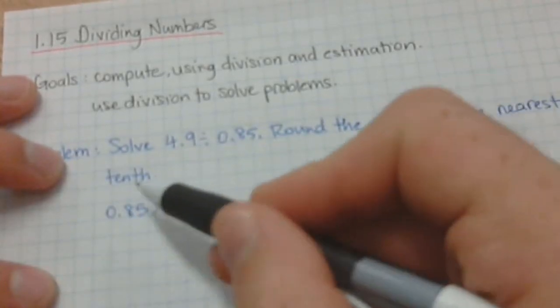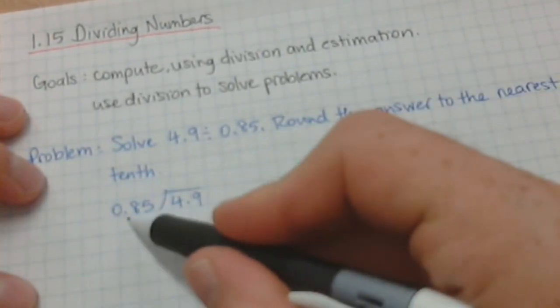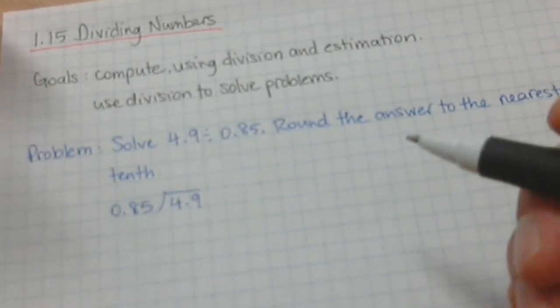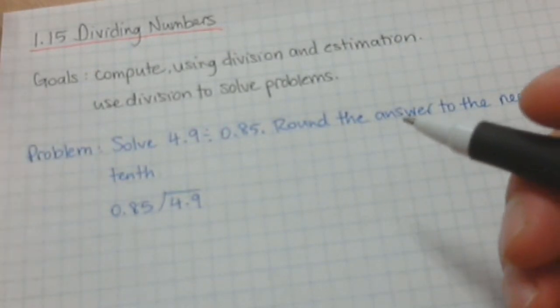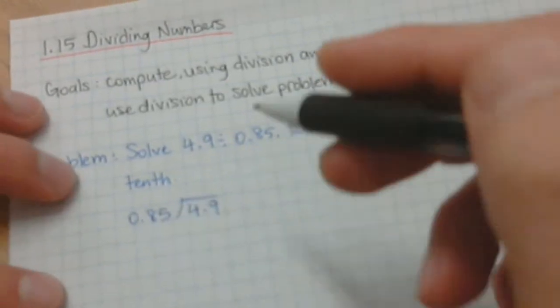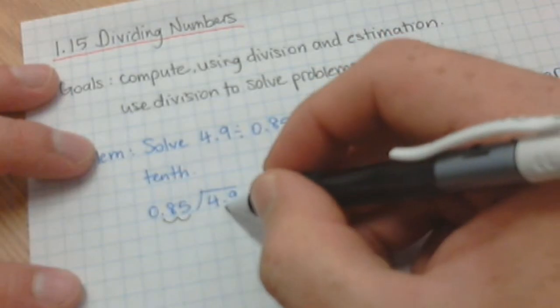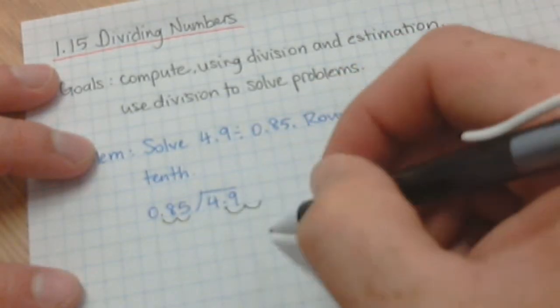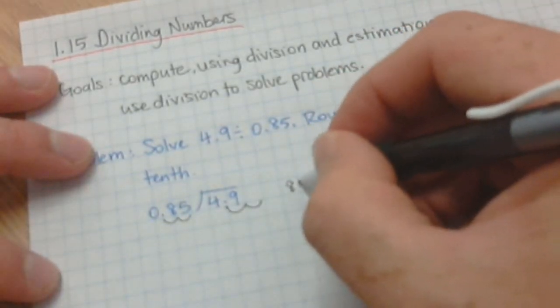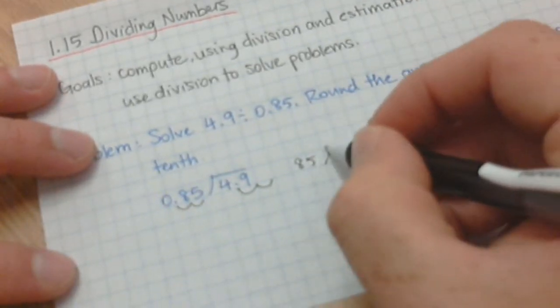0.85 into 4.9. This is our division that we're doing with pencil and paper. This is a decimal, and if you remember from last night, we don't really want a decimal as our divisor. We want a whole number. So we're going to move our decimal place over 2 spots to the right, and we also have to move our decimal place over 2 spots to the right here. So this becomes 85 into 490.